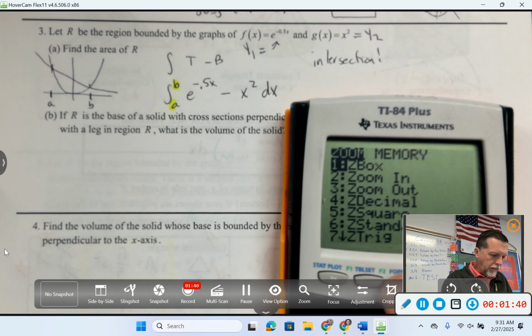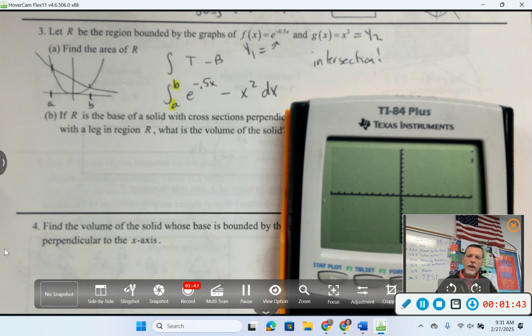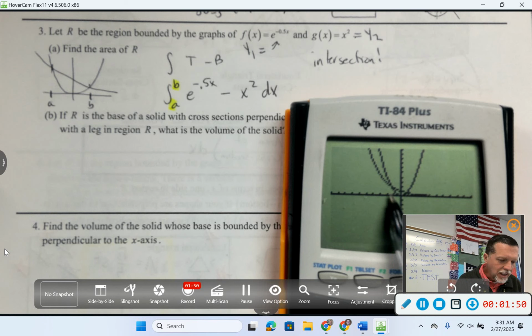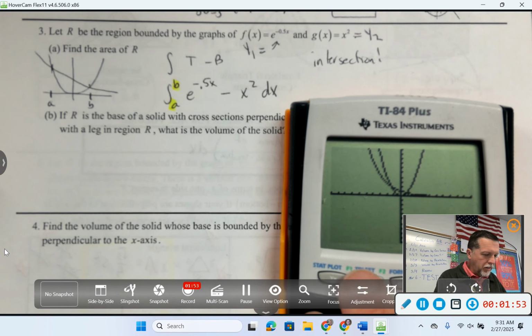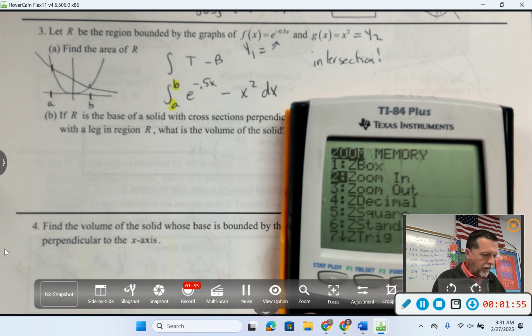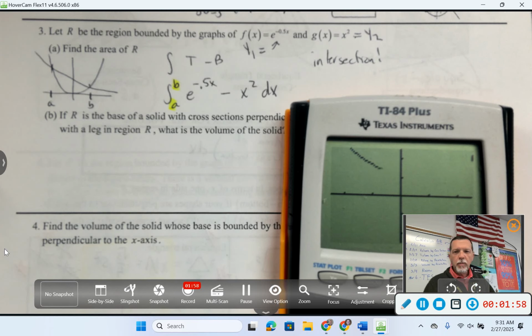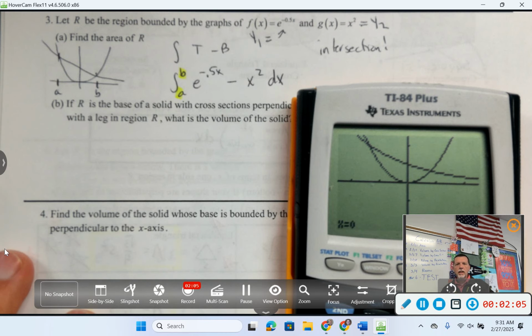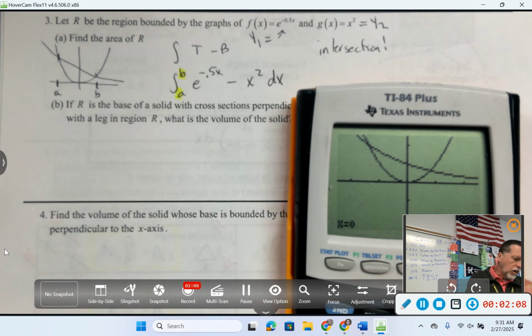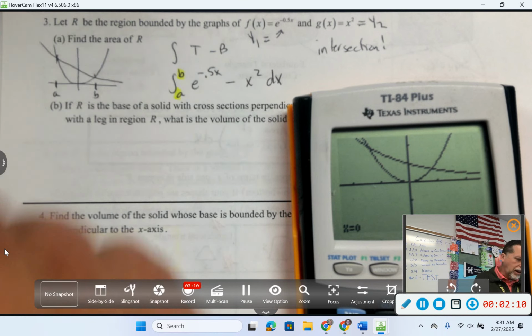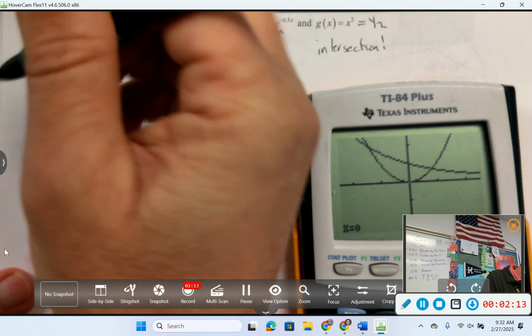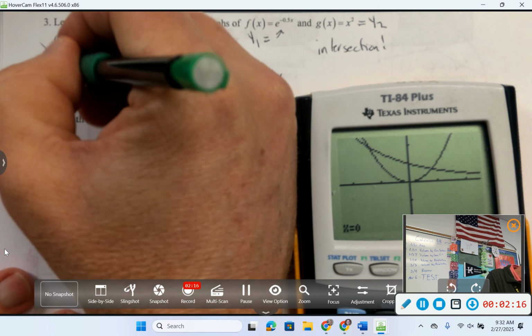And I really don't have any idea what window to look at. So there's the standard window. And that's not bad. I can still see the area down there, but it might be better to zoom in a little bit. I wonder if I can just zoom in, and sometimes it zooms too far. But that one was perfect. That's exactly what I want to see. Okay, so R is that region, that area. And that's what we want to find first, is just the area.